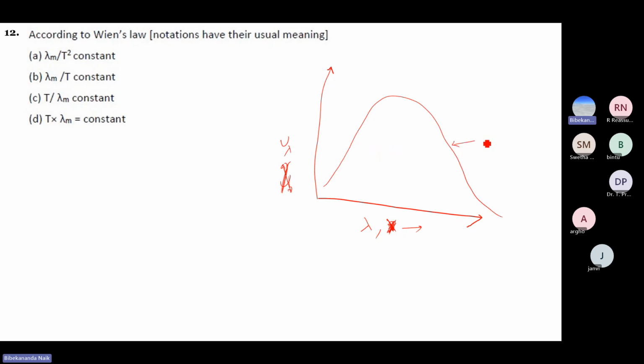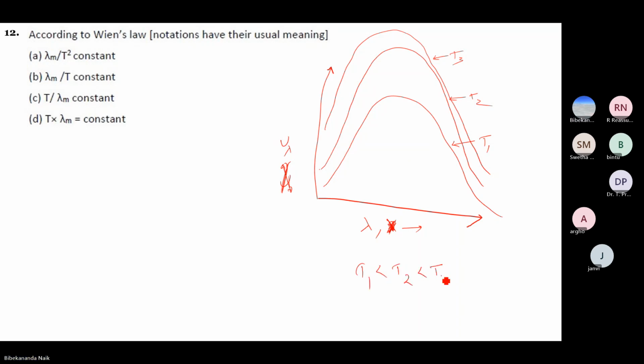Suppose this is for temperature T1. Then if we plot another curve for another temperature T2, which is greater than T1, then the curve will be somewhat like this. Suppose this is T2. Then if another curve we are plotting at another temperature T3, then it will be around this. So this is T3, where T1 is less than T2 is less than T3.